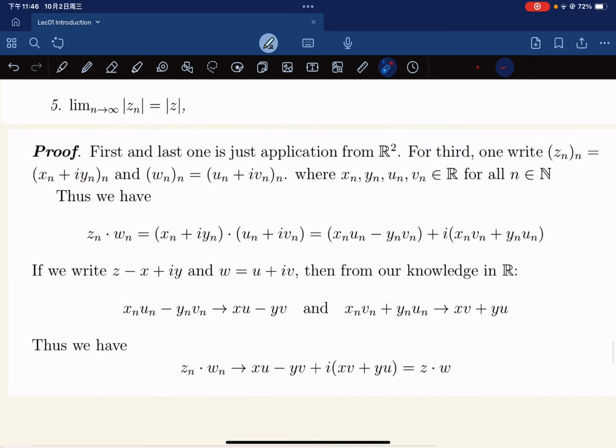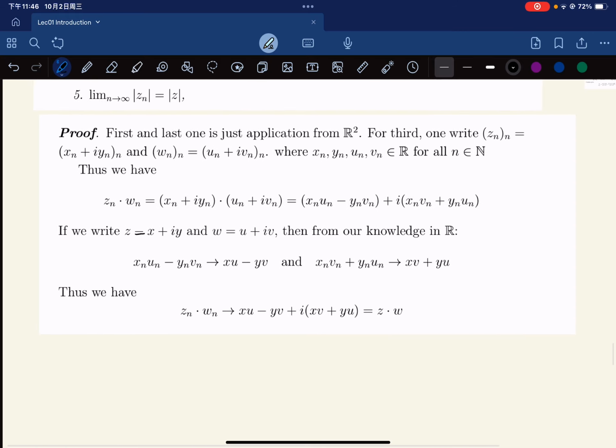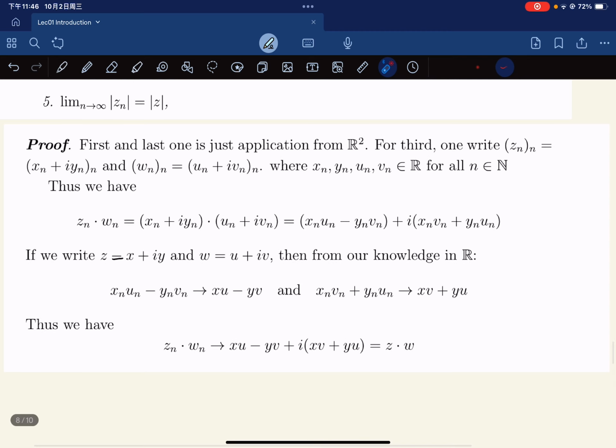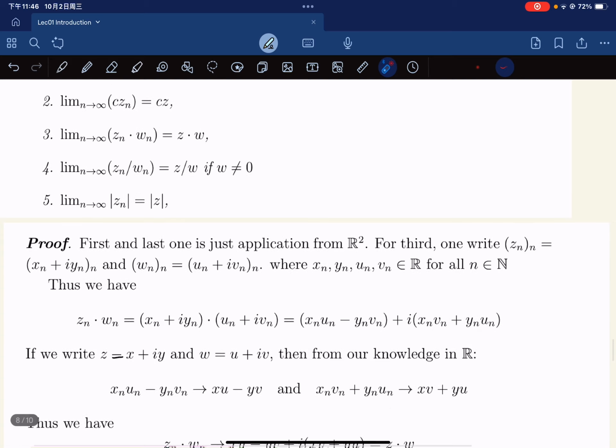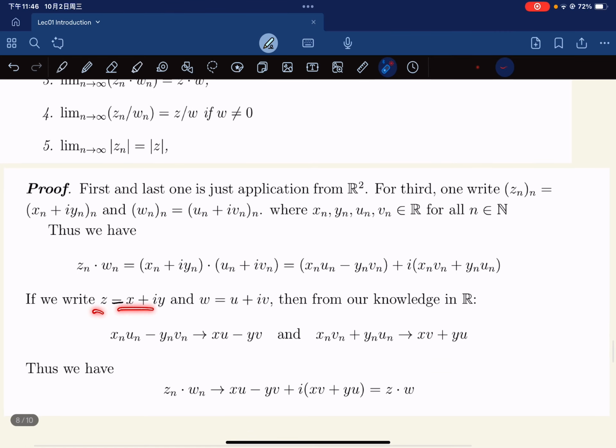Thus, if we multiply each zn and wn, it will be equal to this, right? So if we write z equals x plus iy, w equals u plus iv, then, like the limit, zn converges to z, right? So if we write z is equal to x plus iy, w is equal to u plus iv, right?